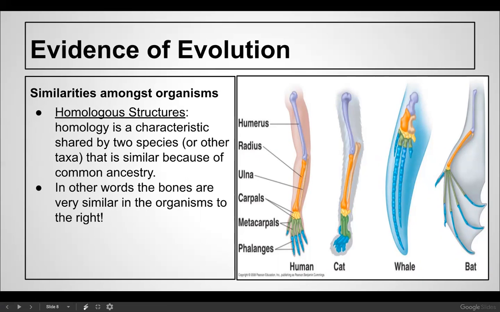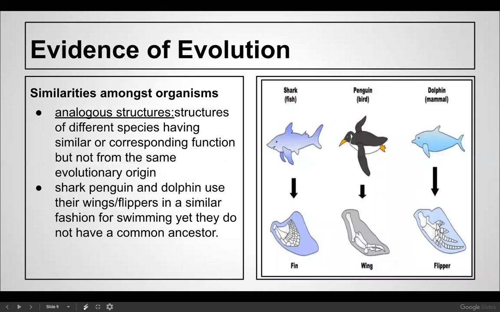We call them homologous structures. Homology is a characteristic shared by two species or taxa, groups, that is similar because of common ancestry. In other words, the bones are very similar in the organisms to the right. There are several parts: the humerus, the forearm, ulna, radius, the wrist bones, and then your finger bones.